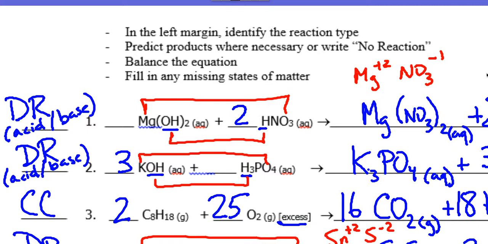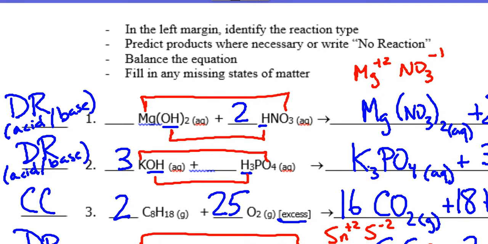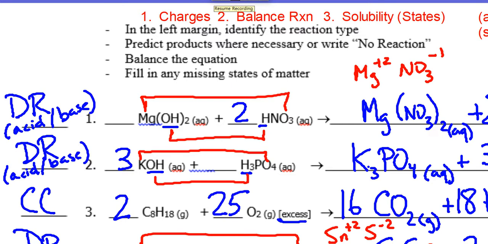We see the exact same thing going on in 2. Let's go ahead and write down those 3 steps, though. First, we use the charges to make our new compound. Then we need to balance the reaction. That's my abbreviation for reaction up there. And lastly, we need to worry about solubility to figure out our states of matter. If it's soluble, we write down aqueous. If it's insoluble, then it would form a solid.